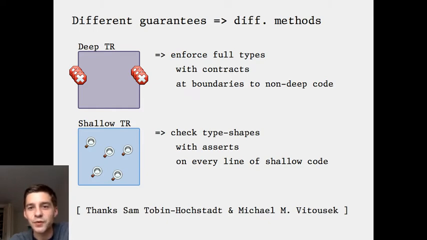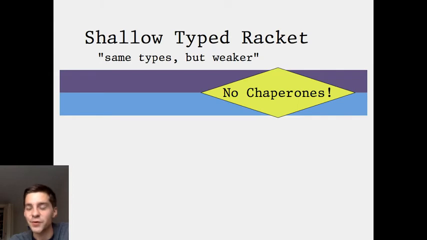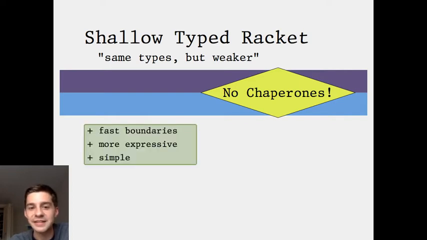So with these two different pictures of the implementation in mind, I can tell you about the main attraction of shallow typed racket. And it's that we can do this gradual typing, this typed-untyped mix, with no chaperones, no higher order contracts to get in the way. And right off the bat, this gives us some big benefits. Faster boundaries, can express more combinations, and it's a simpler behavior.